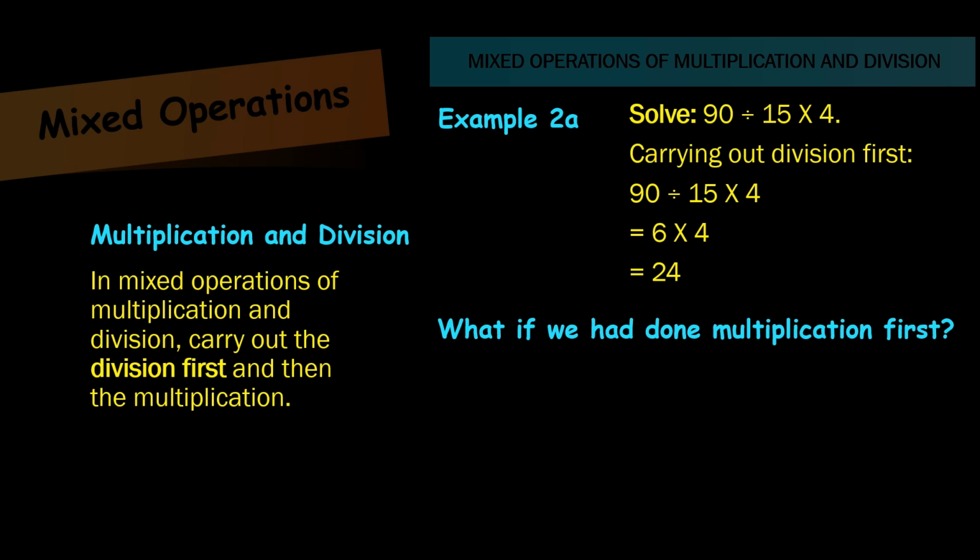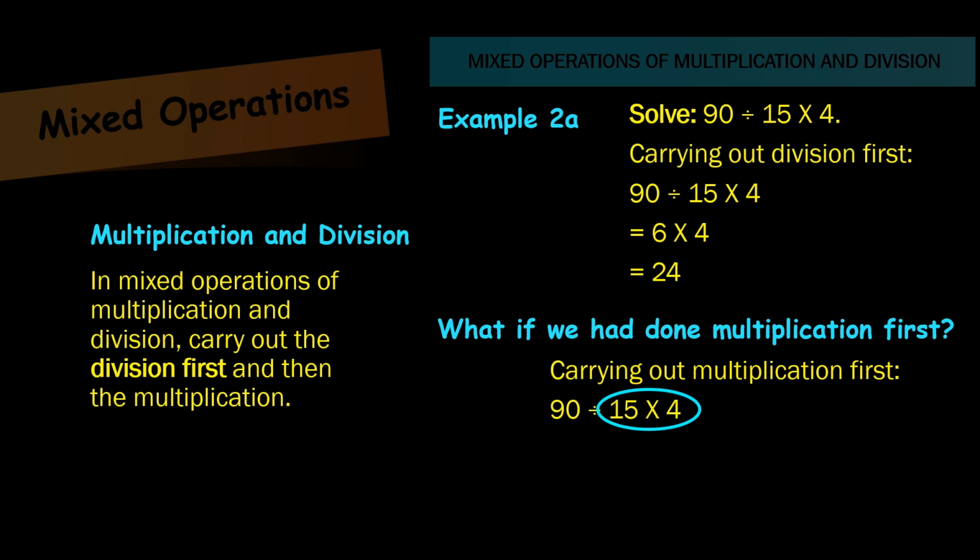What if we had done the multiplication first? Let's do that. Consider then 15 times 4 first. This gives us 90 divided by 60, which equals 1.5.